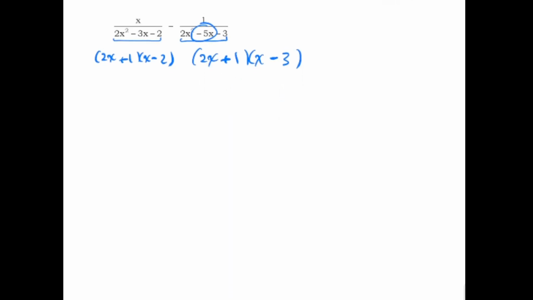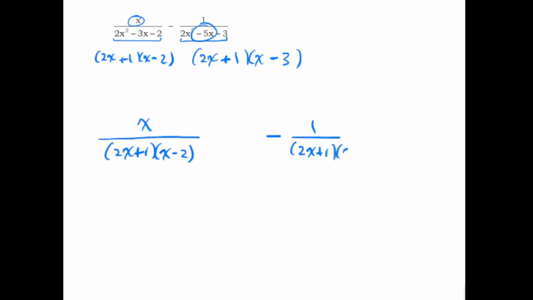So having passed the factoring phase, make sure there's an x there. Look at that. So I've got an x. I have a 2x plus 1. I have an x minus 2. That's the left fraction. Leave some space. Make sure you put minus this time. 1 over. And this one factored as 2x plus 1 times x minus 3.